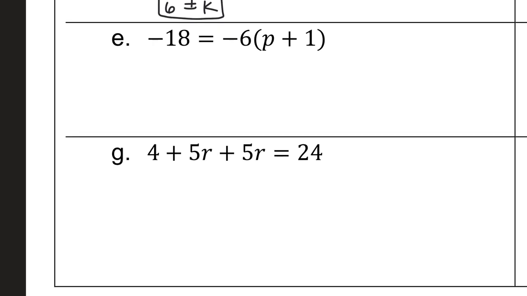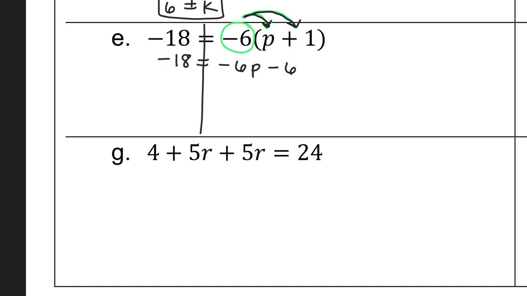If we look over at e, first thing we have to do is take this negative 6 and distribute that to both things inside of our parentheses. So we can draw that line. Negative 18 is not going to change. Negative 6 times p gives us negative 6p, and negative 6 times 1 gives us negative 6.